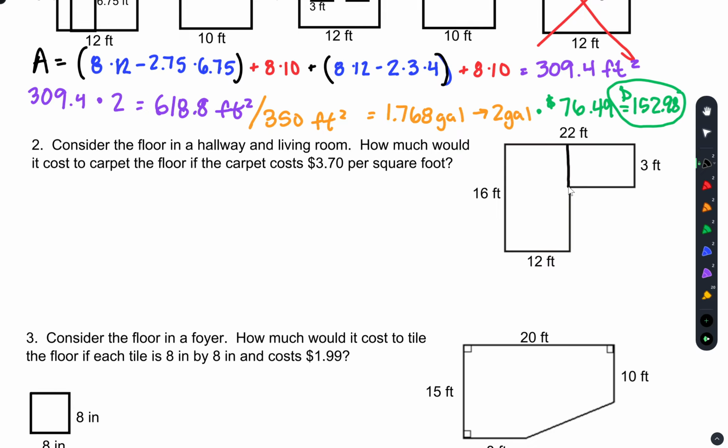I'm going to make a cut right here. And I'm going to say I have a 12 by 16 rectangle. And then this rectangle over here is going to be a 10 by 3 rectangle. So the area that I'm covering, which should be our first step, is 16 by 20 plus 10 by 3, which comes out to 222 square feet.